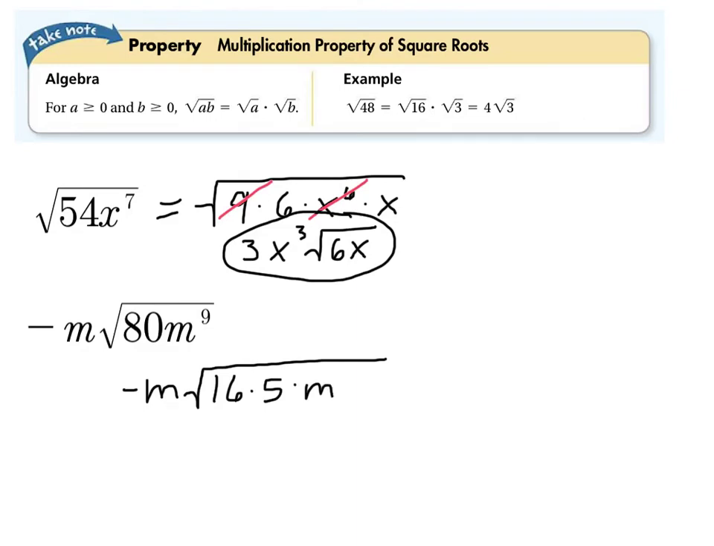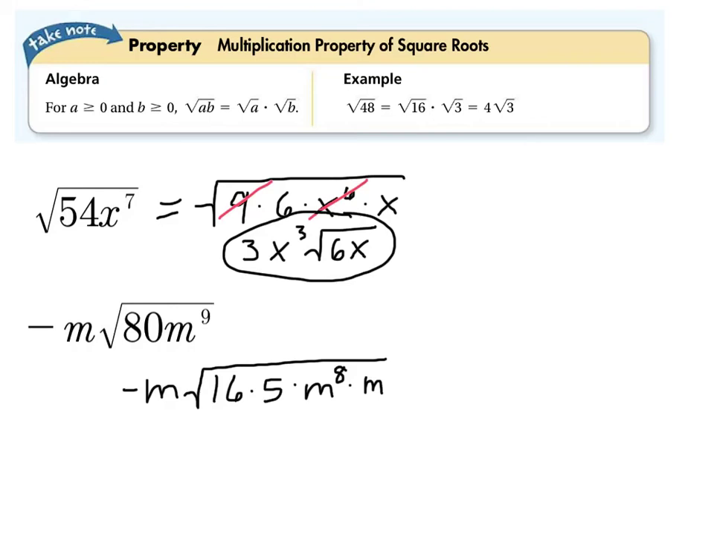It definitely helps if we know our times tables really well, but some of these values are going to be a little big. It never hurts to use a little bit of calculator trial and error and say, does 16 go into 80? And then check. Okay, look for those bigger perfect squares.